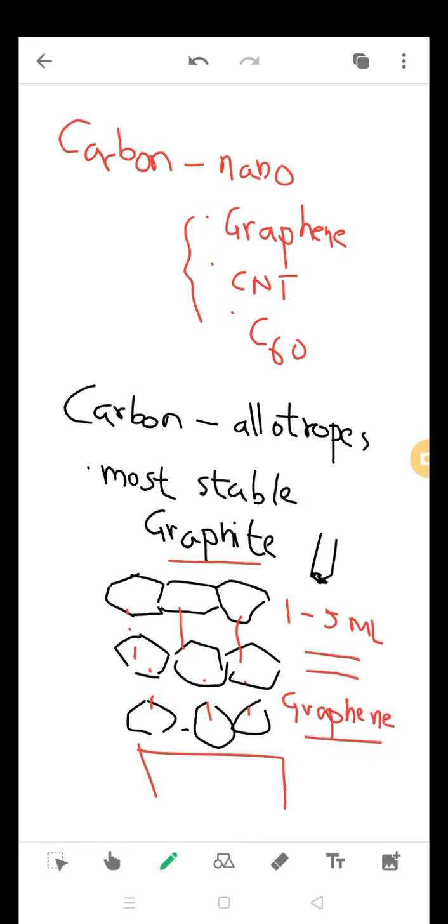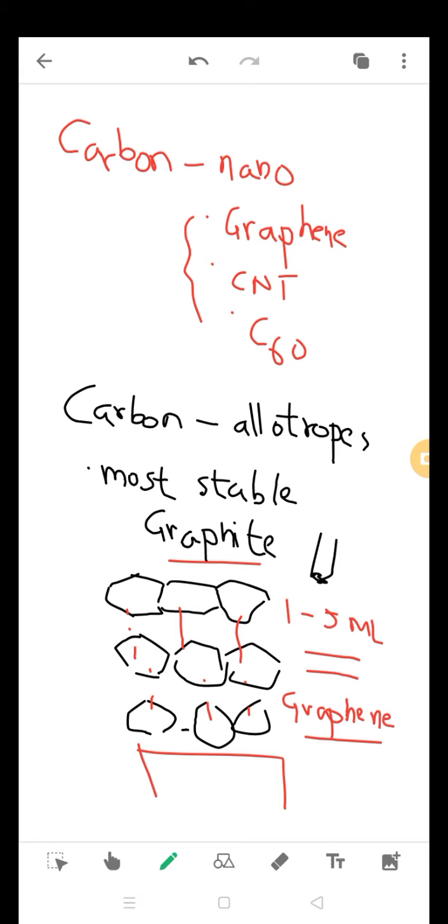Single or up to 5 layers of carbon monolayers you will have. You can call it graphene. More than 5, sometimes the bulk properties get dominant. So we would keep it to 1 to 5 monolayers.